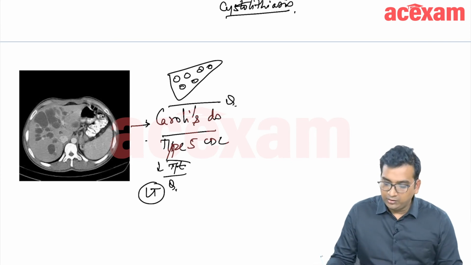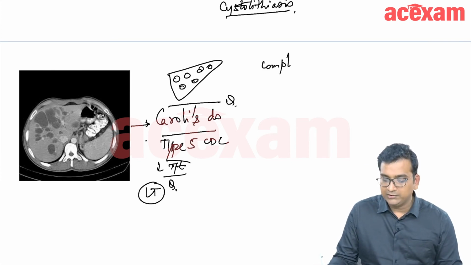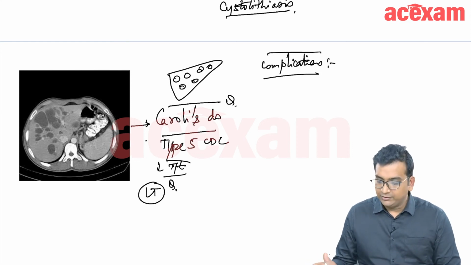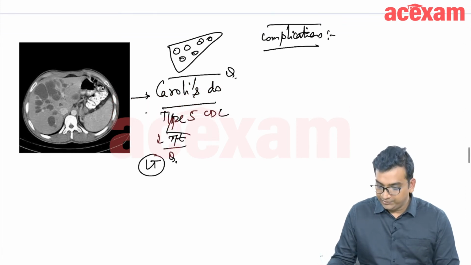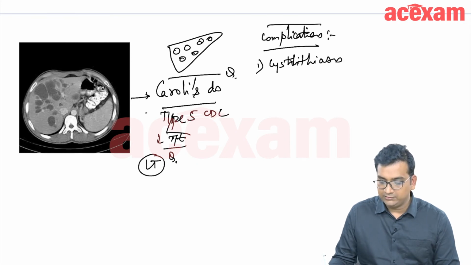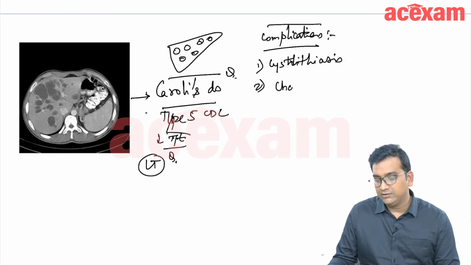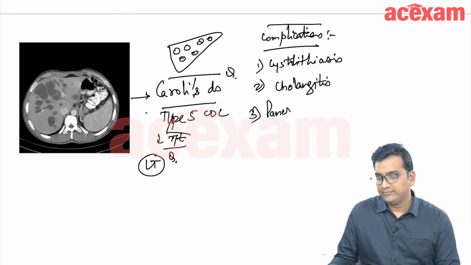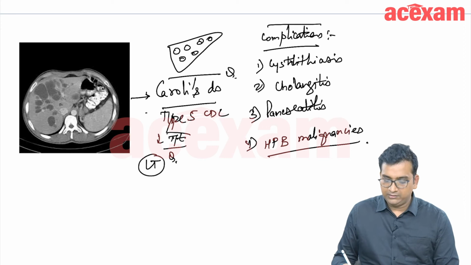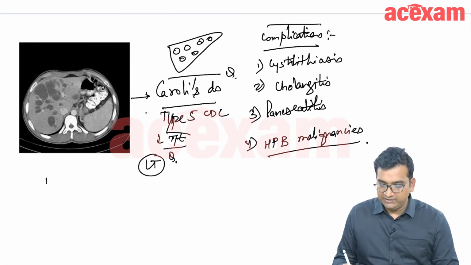Now, what all are the complications or problems associated with choledochal cyst? Okay, so the complications can be development of stones, that is cystolithiasis, stones in the cyst. There can be cholangitis due to these stones. It can lead to pancreatitis also. It can lead to development of hepatopancreaticobiliary malignancies. Okay, and it can lead to development of any malignancy in this HPB tract.